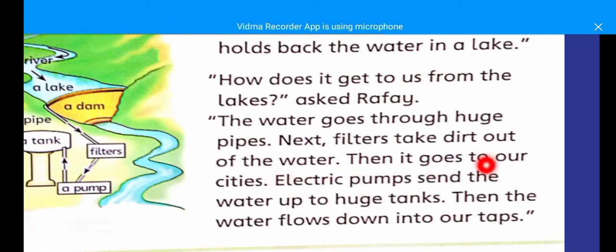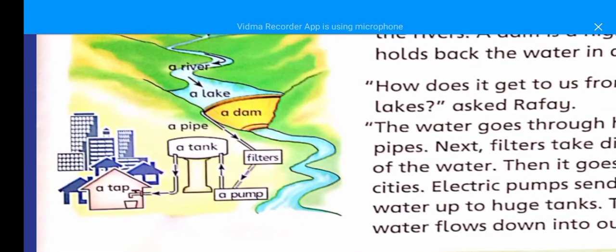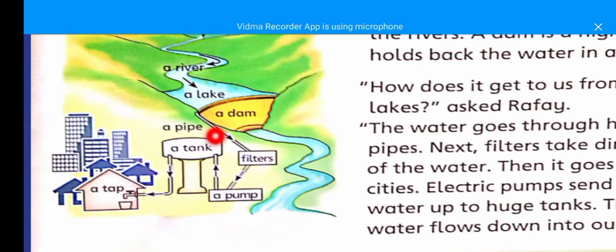Electric pumps send the water up to huge tanks. Then the water flows down into our taps. Here now, the remaining part of the picture we will discuss, that through the pipes the water is coming here, and the filters are taking out the dirt from the water, and the water is coming through the pipes into huge tanks through a pump. Electric pumps are throwing the water into the tanks, and through these tanks the water is coming through pipes into our homes or into our cities.